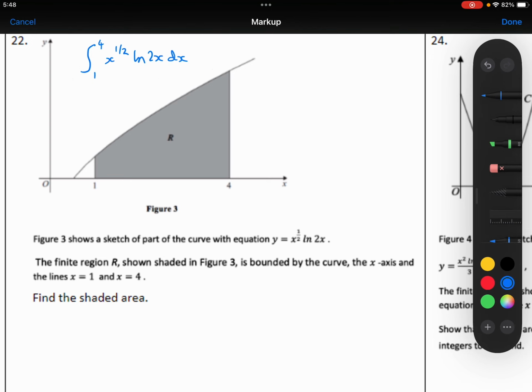So let me select that to be my u. And then I'll select the v dash to be the x to the power of a half. Differentiating the ln, I'll get 1 over 2x, but then times by 2 because of the chain rule. The 2's will cancel and that will just give me 1 over x. Integrating the x to the power of a half, so I'll add 1 to the power and divide by the new power. So I'll get 2/3 x to the power 3 over 2.